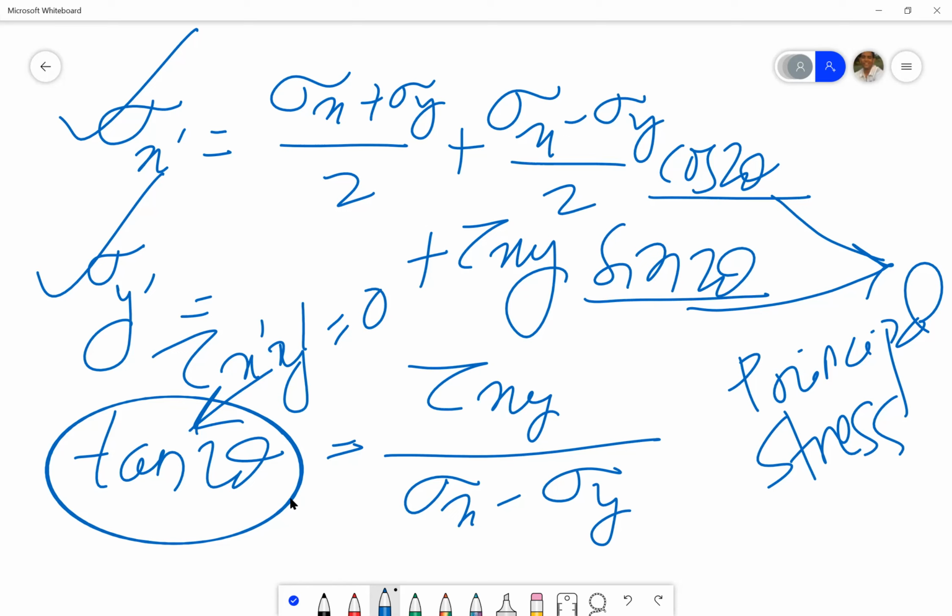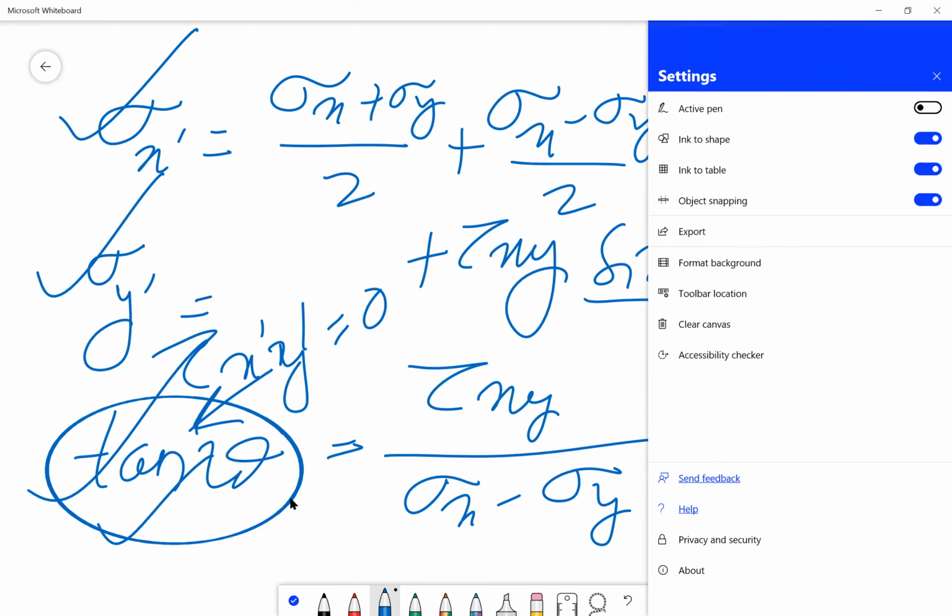Now, when the shear stress is zero, that plane is the principal plane, and the stress on that plane is the principal stress. So if we find the values of sin 2 theta and cos 2 theta from this equation, we can simply put them in these equations and find the values of the principal stress. For that we need only trigonometric operations, nothing related to stress and strain. That's why I'm clearing my canvas here.